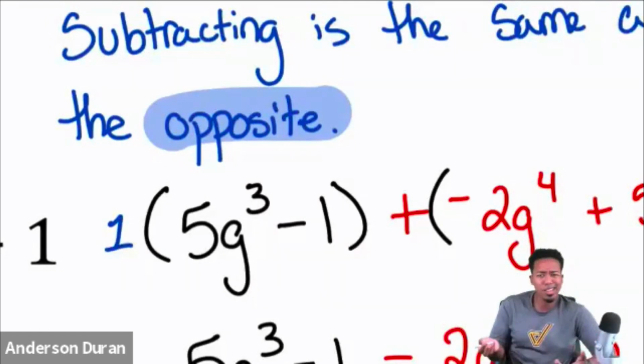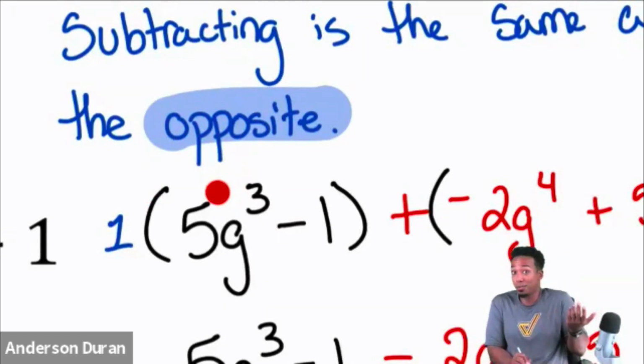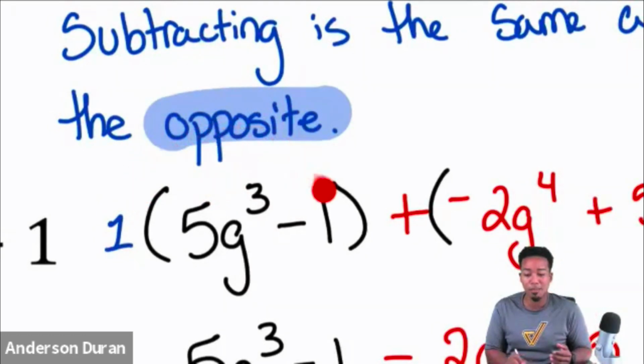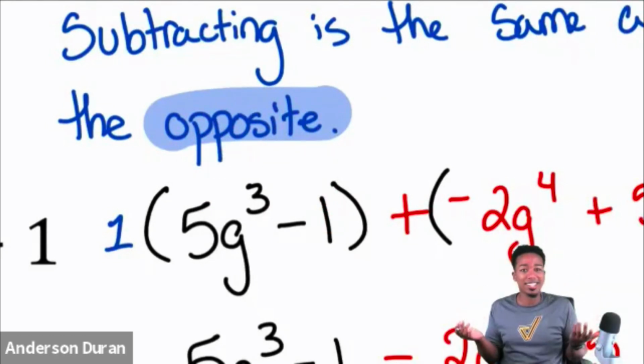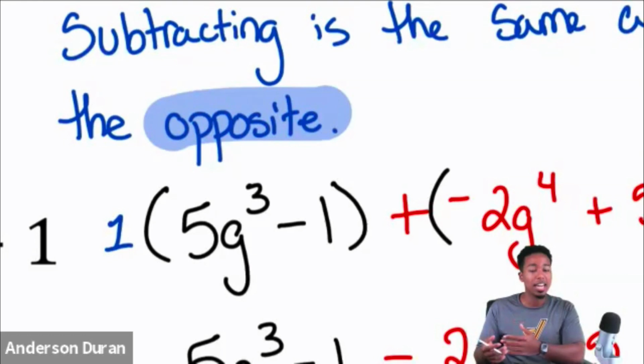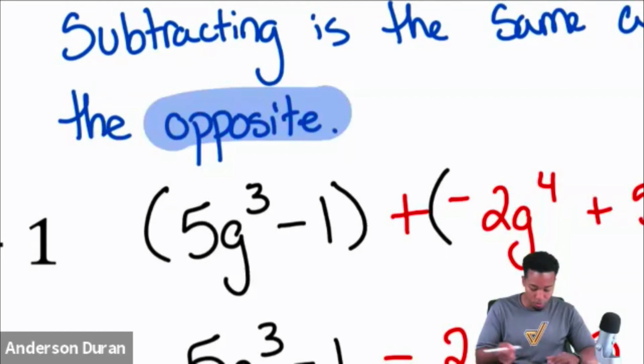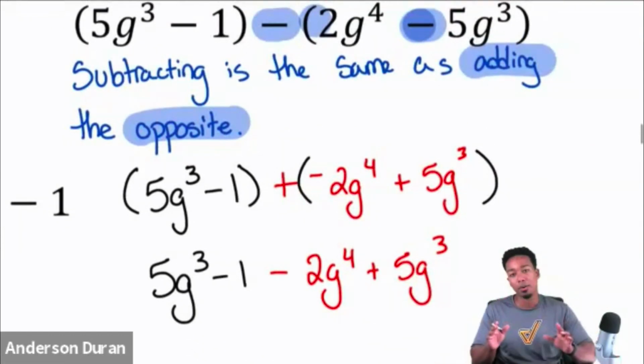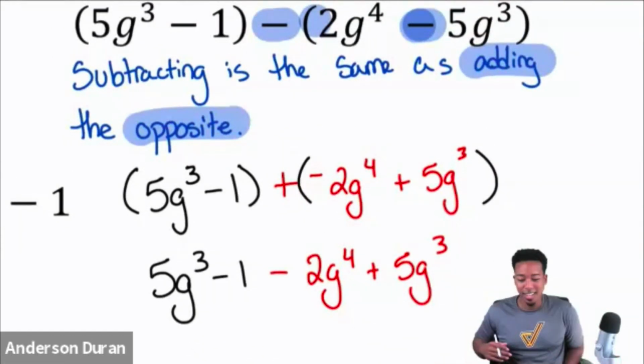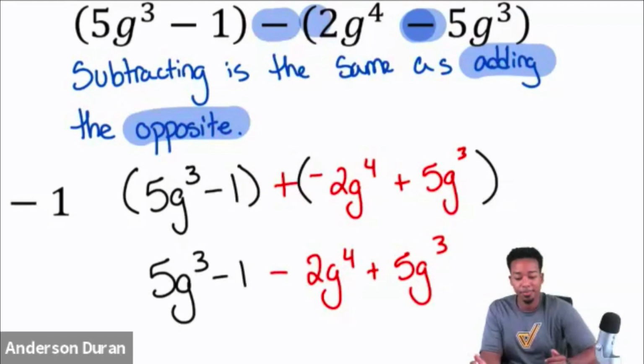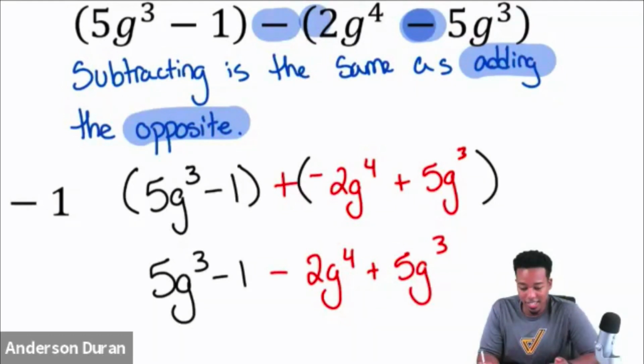But think about it. What's going to happen if I do 1 times 5g cubed? That'll just be 5g cubed. And then when you do 1 multiplied by -1, that's just going to be -1. And so while there is a 1 there, it's not going to change anything about the inside. And so we can just ignore that. There's nothing for us to worry about. Does that make a little more sense? In terms of why that first part there is going to stay the same.